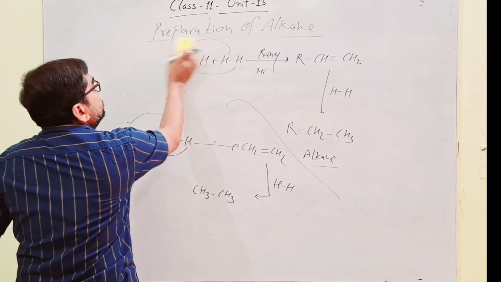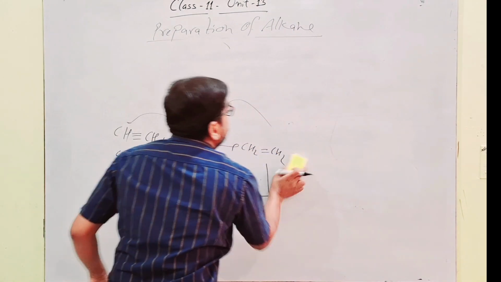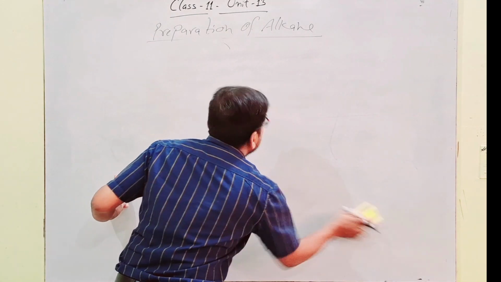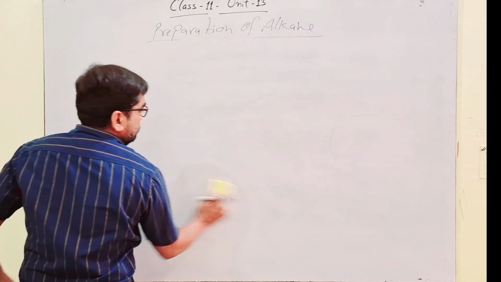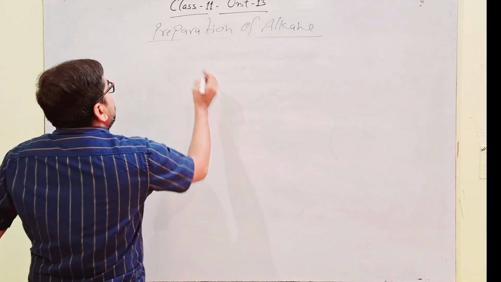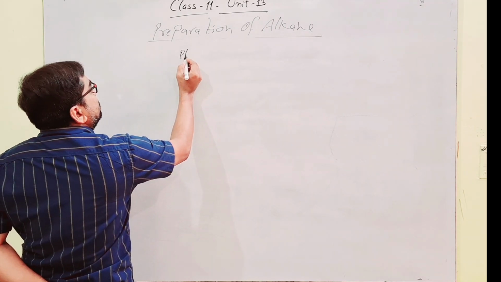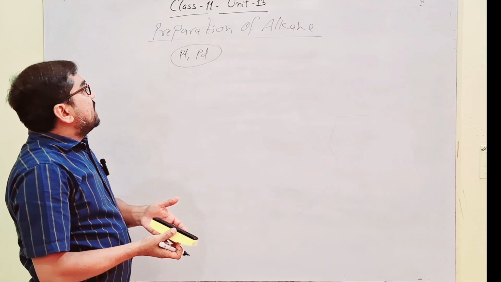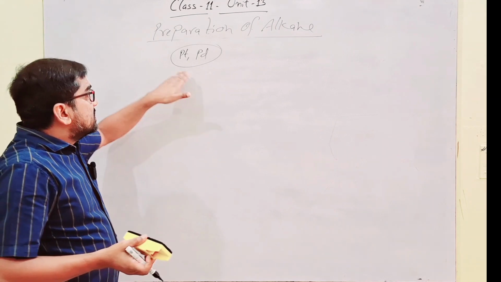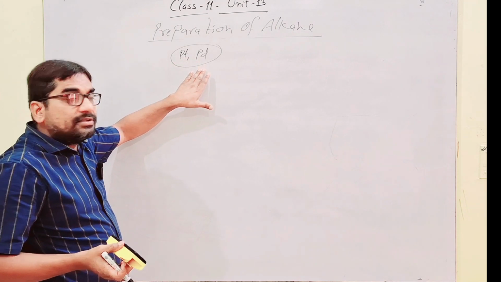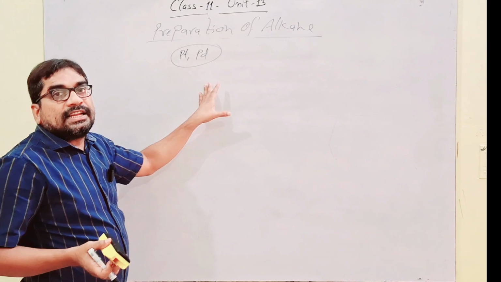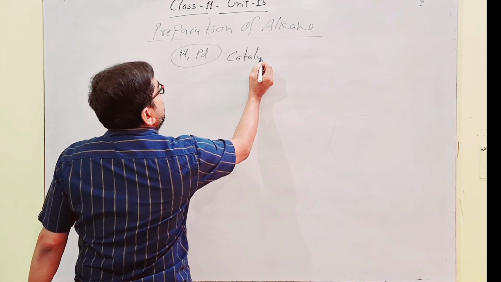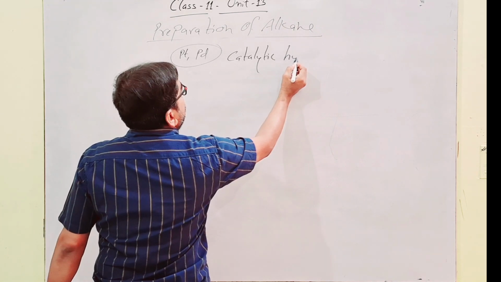So next is, in place of Raney-Nickel, platinum or palladium can also be used, because hydrogen gas gets adsorbed on the surface of platinum or palladium and it reduces the alkene and alkyne. It's called catalytic hydrogenation.